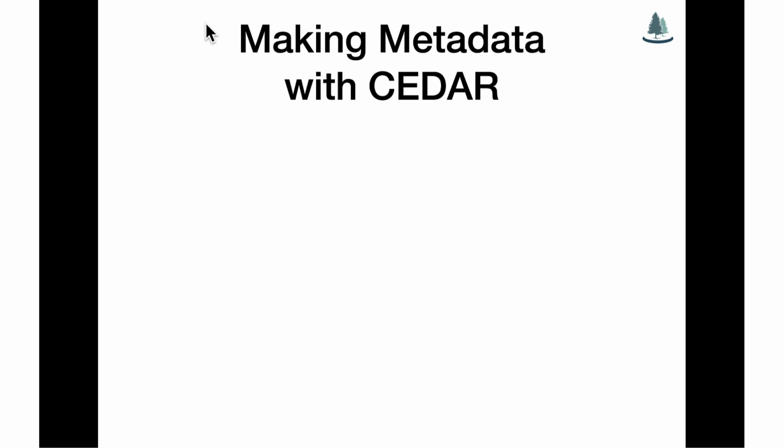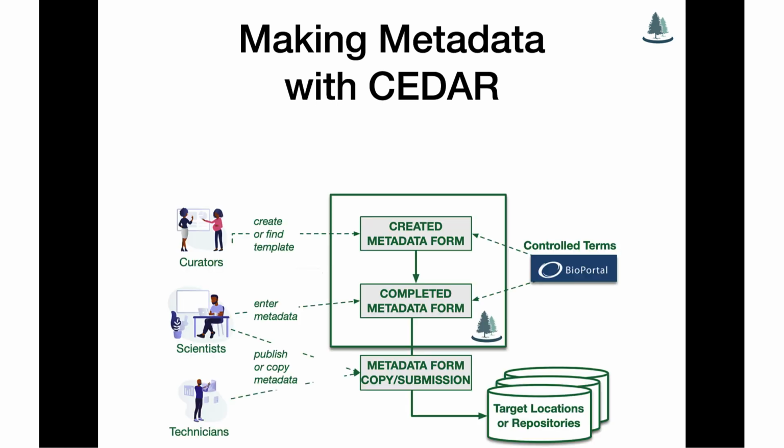In this presentation, we describe how CEDAR lets projects easily make the metadata they need. There are 3 steps in this life cycle of metadata: build or find a metadata form, fill out the form as many times as is needed, and then view the metadata or transfer them where they are needed.